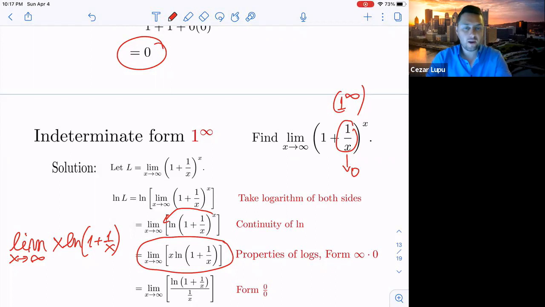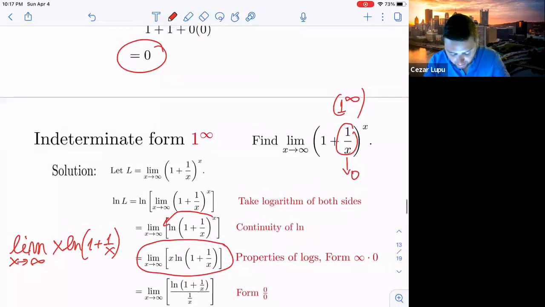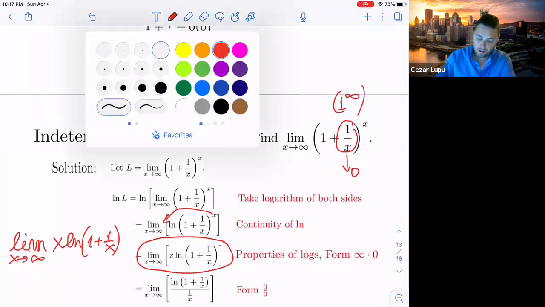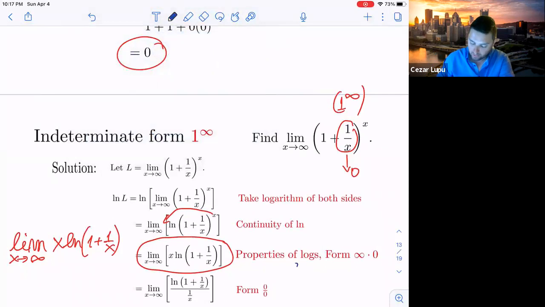Great. And at this point on, if you take x large enough, 1 over x will approach 0. So on the top you have ln of 1, which is 0, and on the bottom you have 1 over infinity, which is 0. Great. So at this point on, we can consider these two functions. Let me write them here. f of x is ln of 1 plus 1 over x, and g of x is 1 over x.